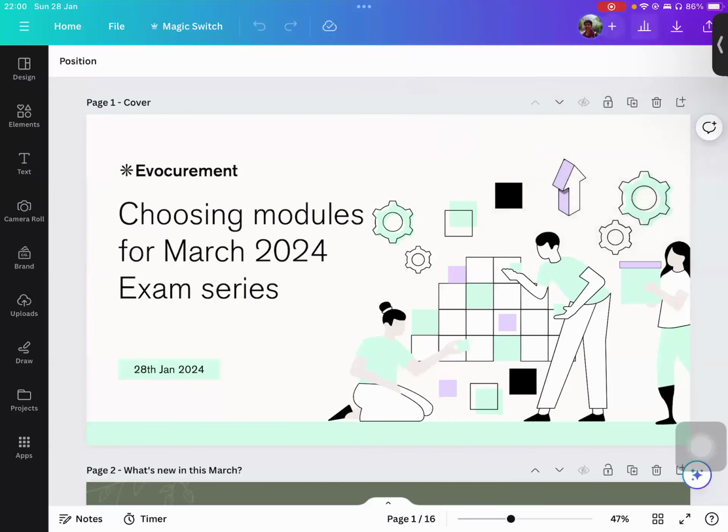However, we have a pressing need for the upcoming CIPS exam in March 2024. With this event, I would like to introduce some ways you can select the right module for you, as well as some learning strategies that you can apply to your situation.